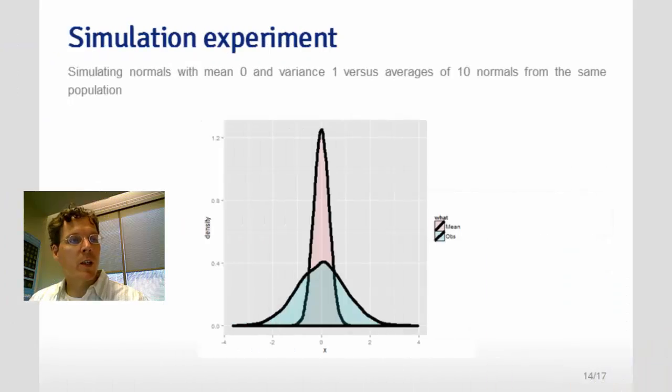So let's consider an example. The blue density I have here is the result of thousands of simulations from a standard normal. Because there are so many simulations, this is a very good approximation to the truth. What this is simply telling me is that if I collect lots and lots of data from a population, in this case the standard normal distribution, I can well approximate the distribution that it comes from.